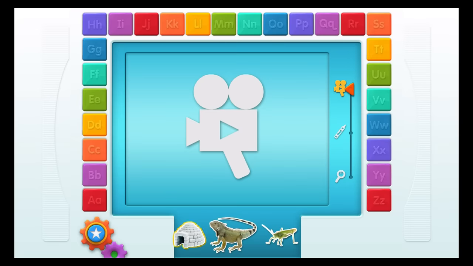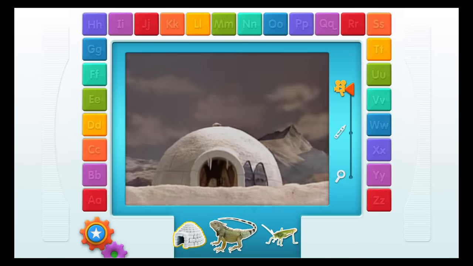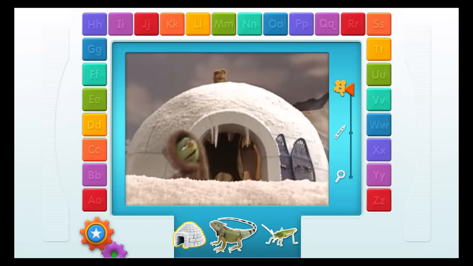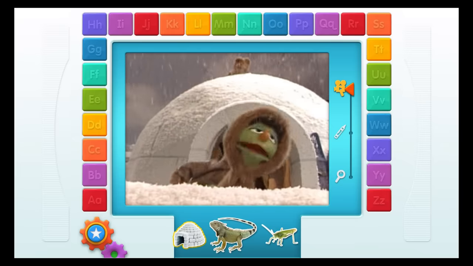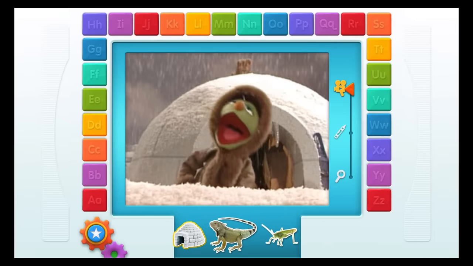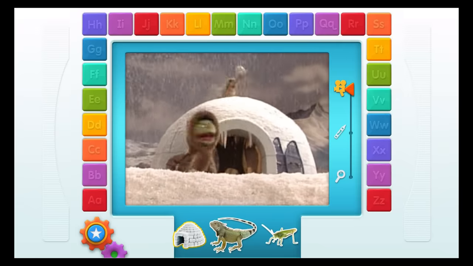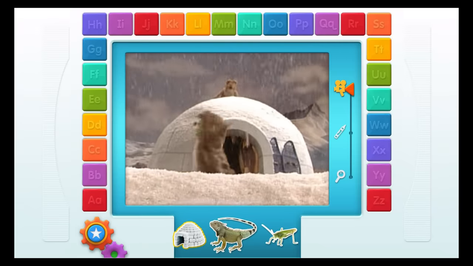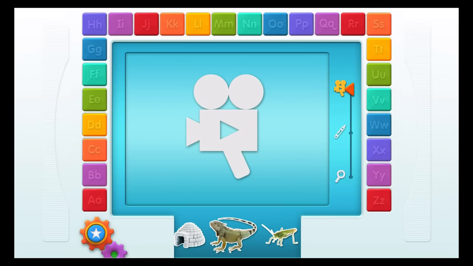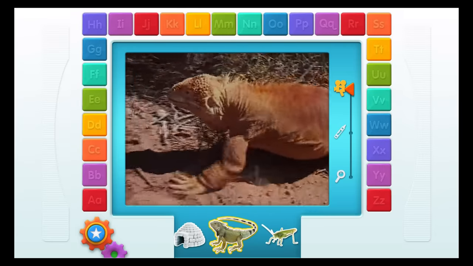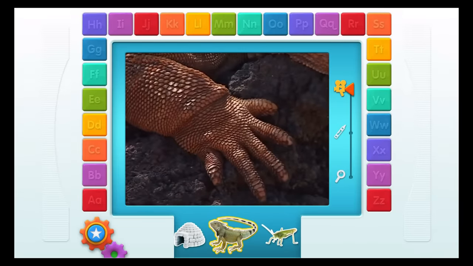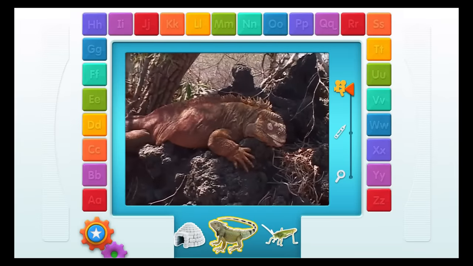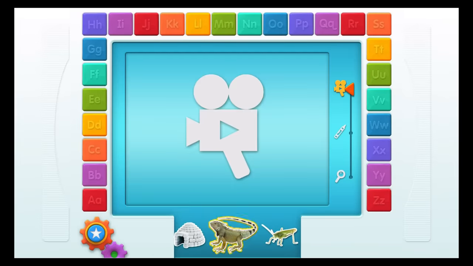Oh, look. Elmo sees three things that start with your letter. That starts with your letter. Iguana. Iguana. Touch another thing that starts with your letter.